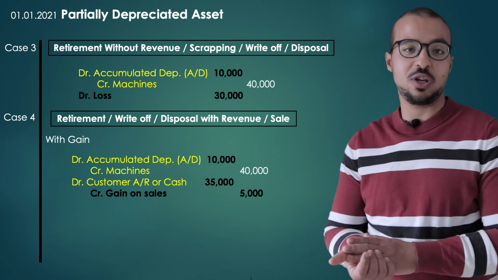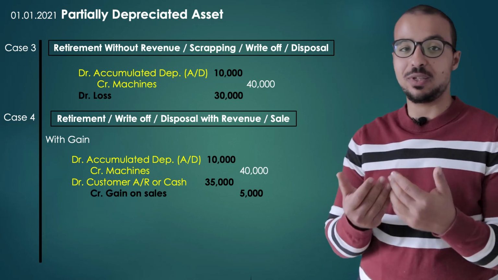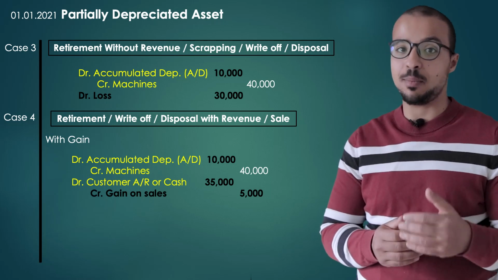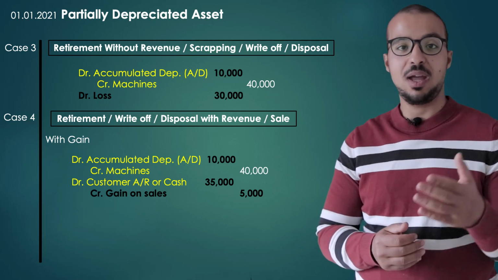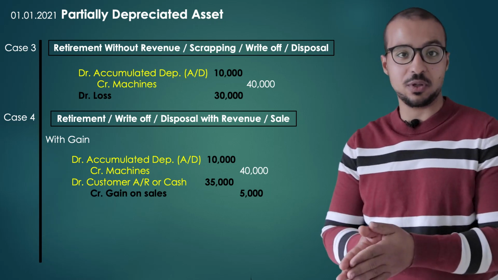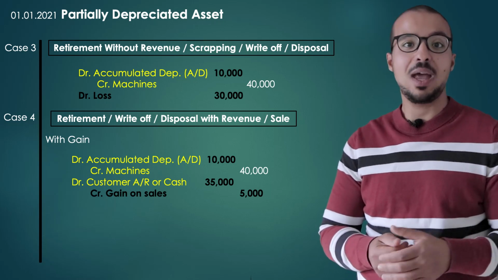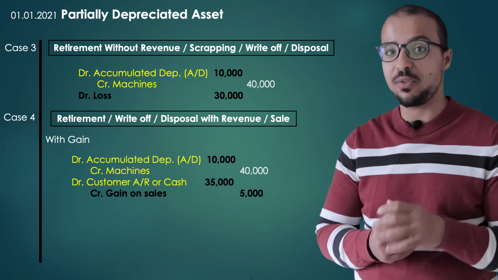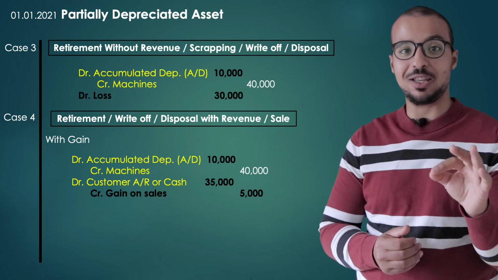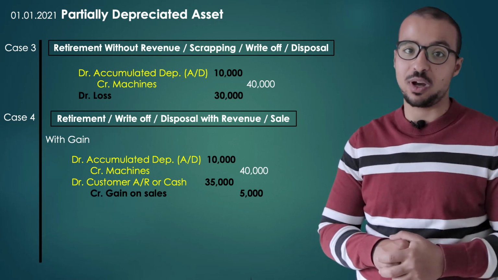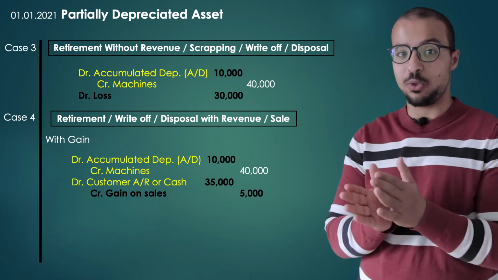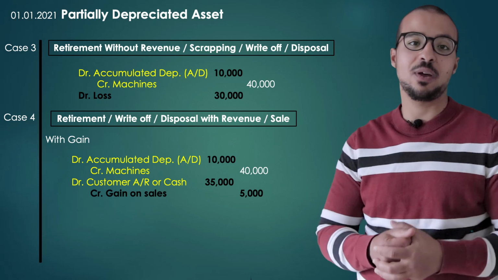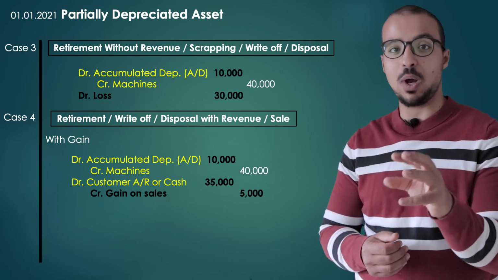So let's say on 1st of January 2021, we decided to sell the asset for 35,000 USD. Here the financial entry will be a debit to accumulated depreciation for 10,000, a credit to the asset account for 40,000, so we wrote off the asset from our balance sheet, and then we will have a debit to the customer accounts receivable for 35,000. And the difference is a credit to gain account for 5,000 because we sold the asset for 35,000 while the net book value was only 30,000. So we gained 5,000 USD. So the difference is posted to a gain account.